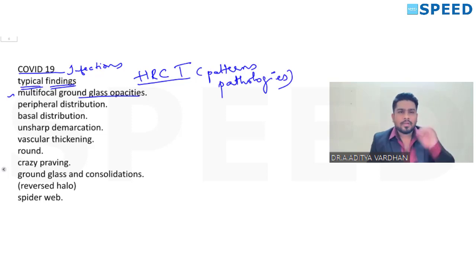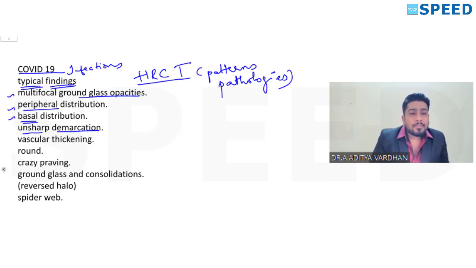So multifoci of ground glass opacity is typical of COVID-19. If it is peripherally distributed in the lung, it is typical. Basal distribution in the lower lobes, it is typical. Unsharp demarcation. So in an HRCT report, you are able to find normal lung tissue, followed by that there is a focus of infection. And the margin is not sharply demarcated, it is unsharp. That is typical of COVID-19. Vascular thickening, blood vessels undergoing thickening, and the foci appearing round in shape. Crazy paving pattern, ground glass opacities are all typical of COVID-19.